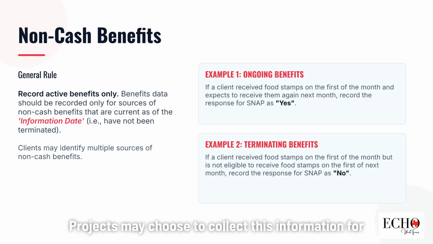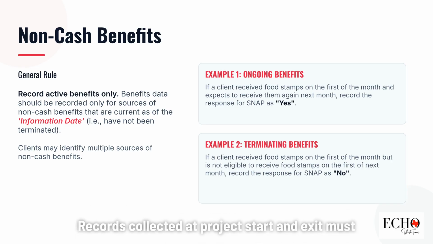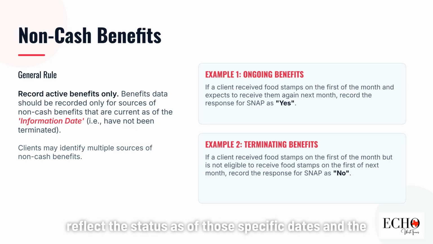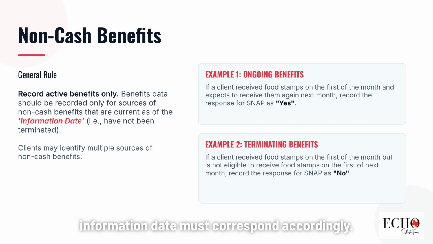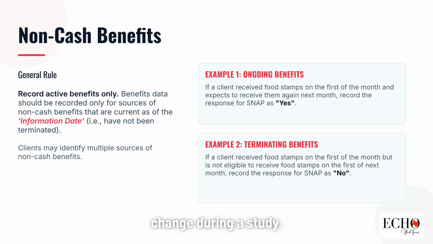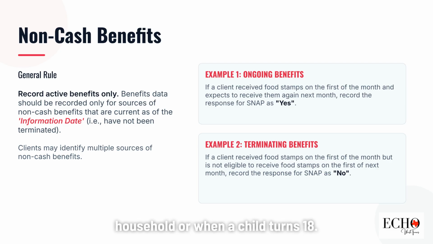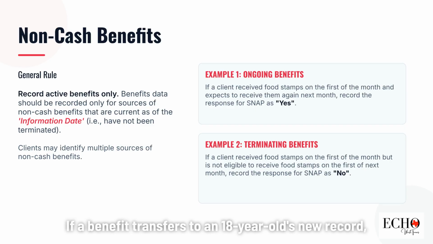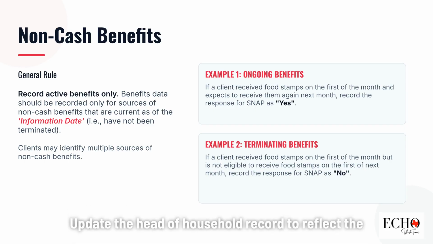Projects may choose to collect this information for all household members if it does not interfere with funder reporting. Records collected at project start and exit must reflect the status as of those specific dates, and the information date must correspond accordingly. A new record must be created anytime benefits change during a stay. This includes when a minor child enters or leaves the household or when a child turns 18.